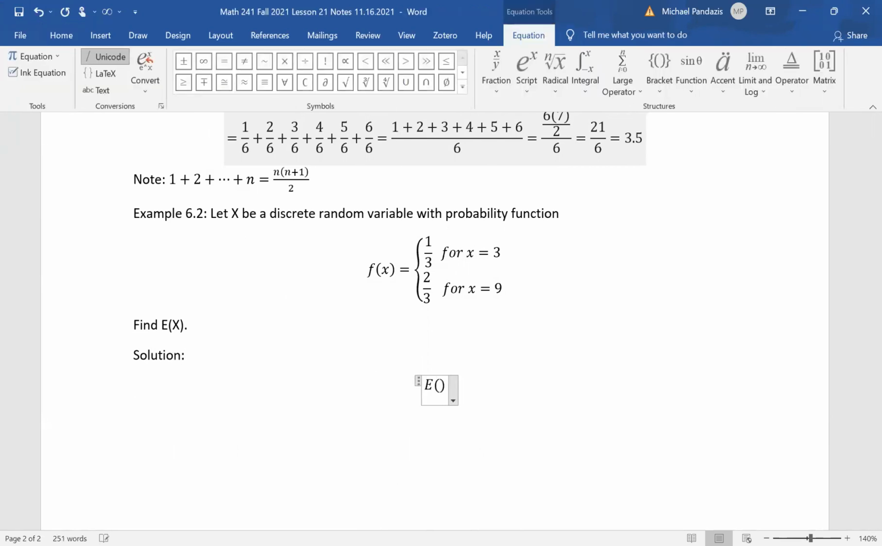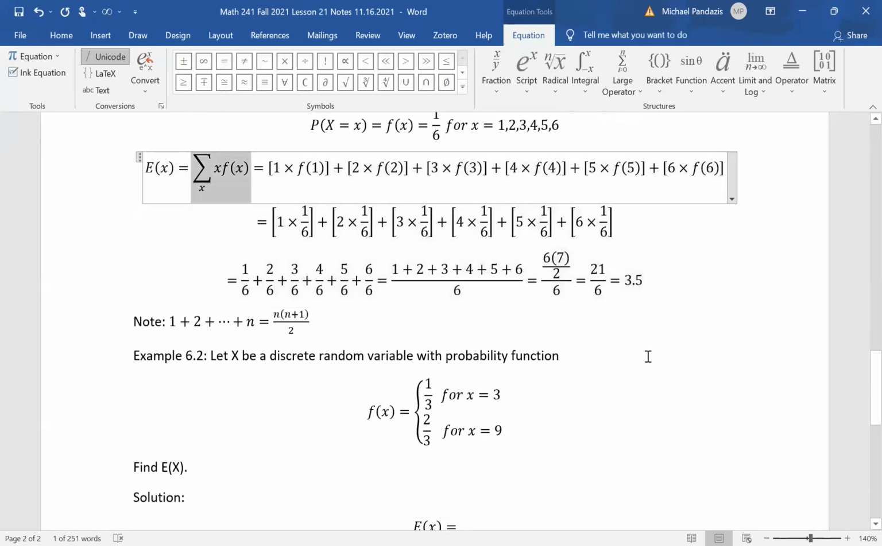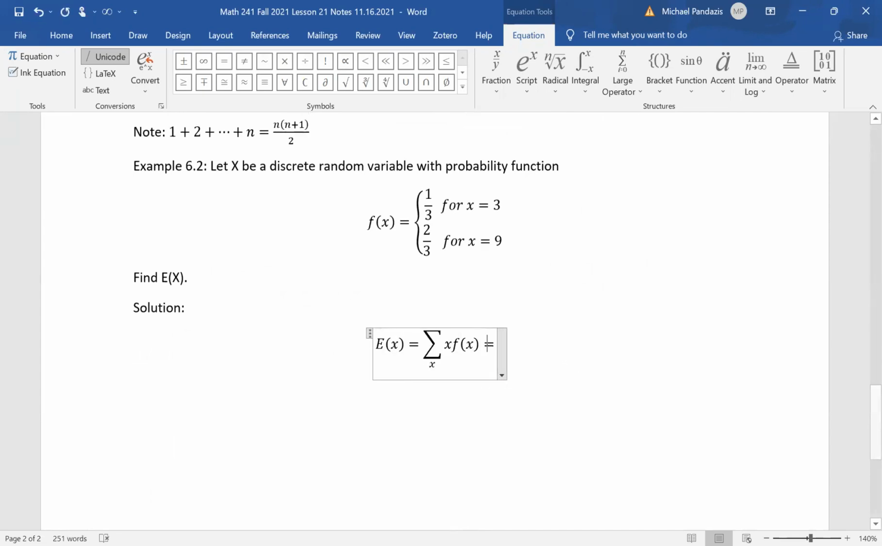We're just going to again use the formula. So E of x, the expected value of x, is equal to the sum of all possible values of little x times f of x, where the sum is over all possible values of little x of capital X. This is equal to 3 times f of 3 plus 9 times f of 9, because 3 and 9 are the only two possible values of x. The probability x equals 3 is 1/3, and the probability x equals 9 is 2/3. If you add these two probabilities, you get 1. There's no way x could be another value with positive probability.